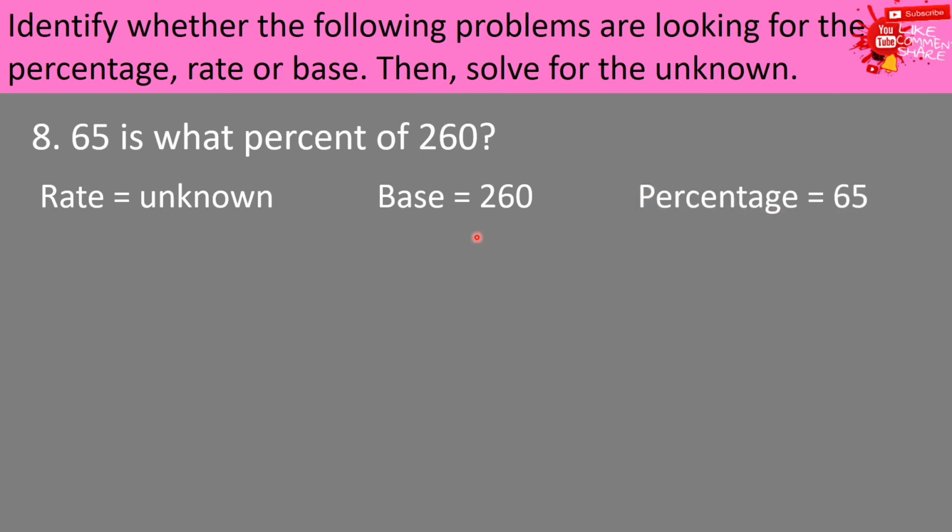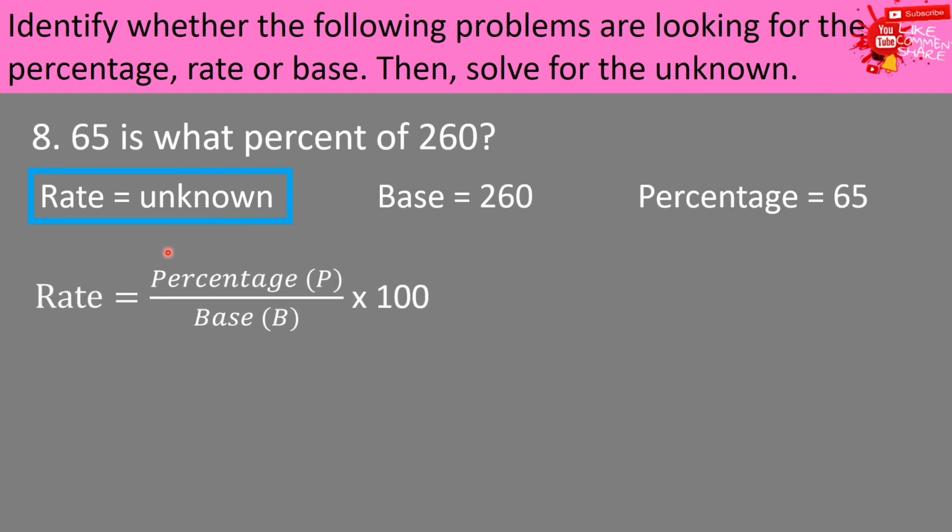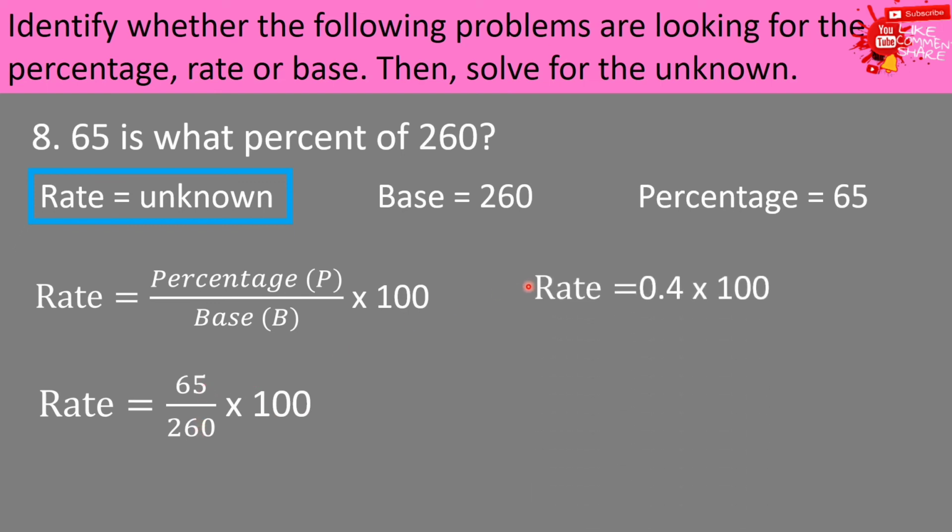Since we are looking for rate, since rate is the unknown, ang kailangan natin na formula is rate. So rate is equal to percentage divided by the base. Then we need to multiply it again by 100 since we are looking for the percent. So we have here 65 is our percentage divided by 260, then times 100. And what is the quotient of 65 divided by 260? So 65 divided by 260 is 0.4, times 100. So therefore, our rate will be 40. 0.4 times 100 is 40, so 40%.